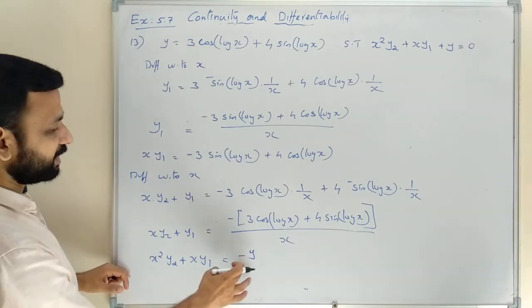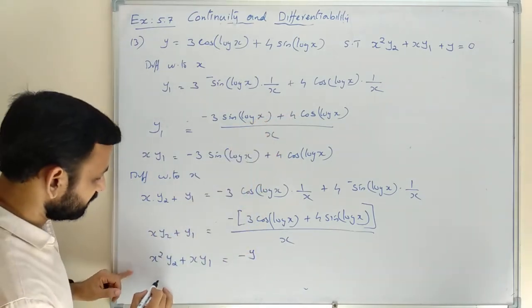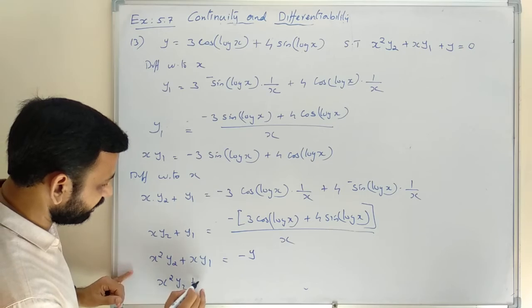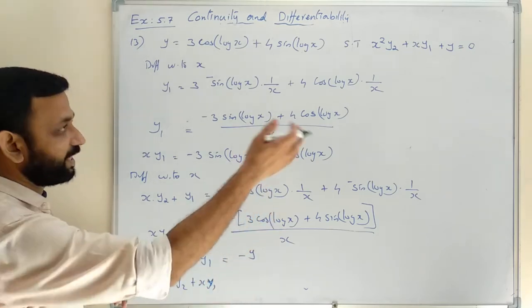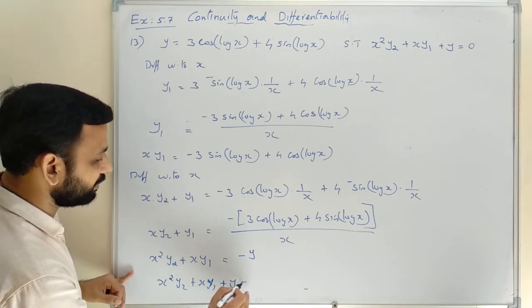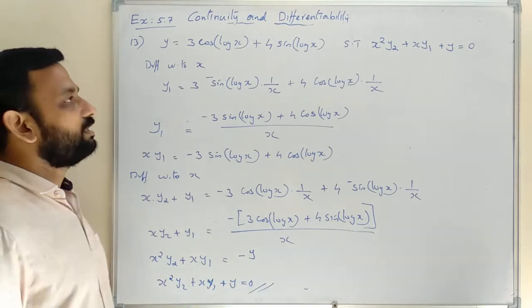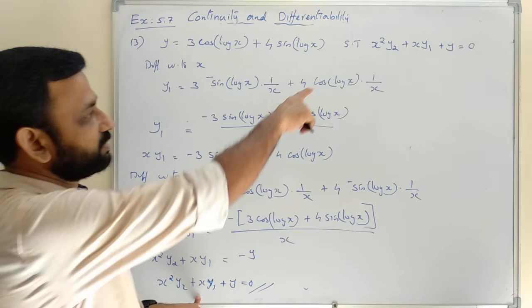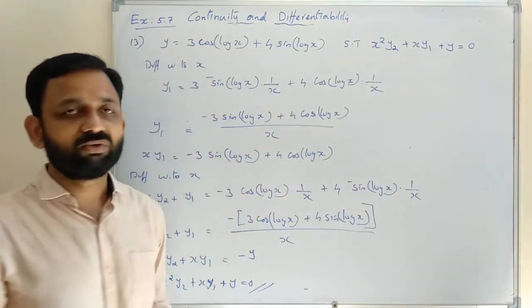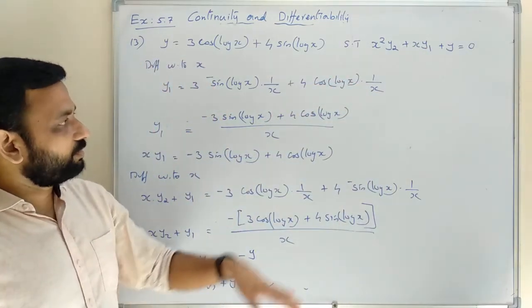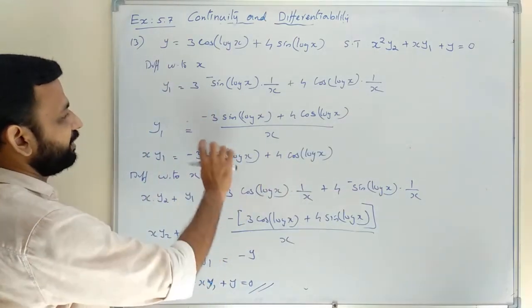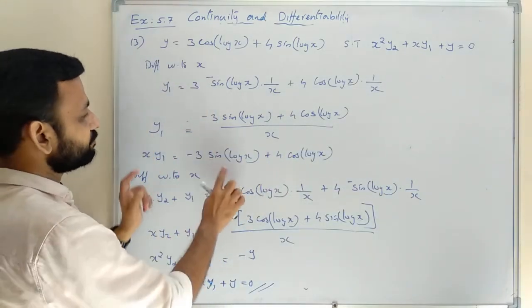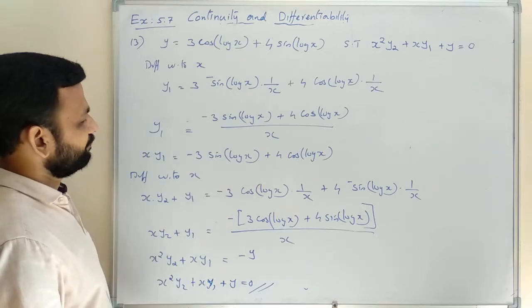Now we will rearrange. Minus y we can take from right to left. So x square y2 plus x y1 plus y equal to 0, when we take minus y from right to left. So we got the result x square y2 plus x y1 plus y equal to 0. So when we do this type of questions this way, when we cross multiply here, that may be more easy.